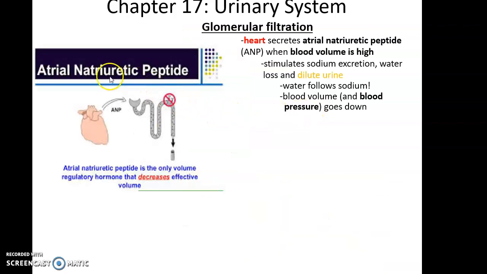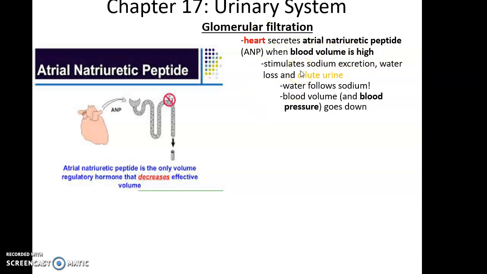I didn't get to talk about this hormone though. The heart is able to secrete the hormone atrial natriuretic peptide. This hormone is secreted when blood volume is high. High blood volume equals high blood pressure equals a lot of work for the heart.